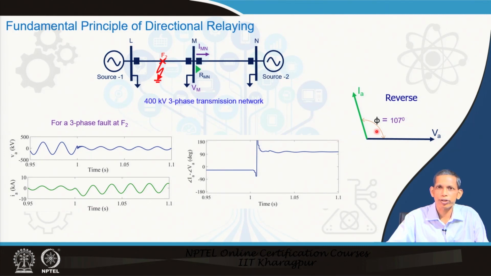The way we have computed here, there can be different options also for that perspective. The angle we have computed is angle of IA minus angle of VA. So, whichever phase is involved with the fault, take the angle of that current phasor minus the angle of that phase voltage, and it will be indicative of the direction of the fault. If that angle comes out to be positive, we say the fault is on the reverse side for the relay. If that angle comes out to be negative, then we call the fault a forward fault.